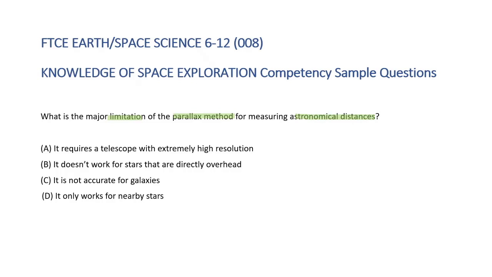Well, the parallax method for measuring astronomical distances is limited because it only works for very nearby stars. Due to the vastness of space, the parallax angle becomes too small to measure accurately beyond a certain distance. Therefore, D, it only works for nearby stars, is the correct answer.